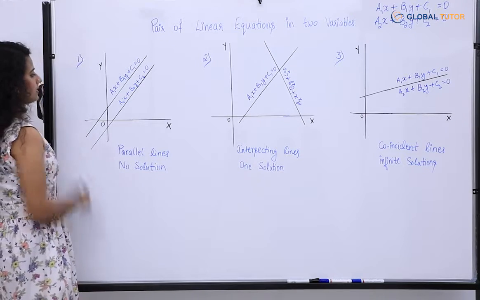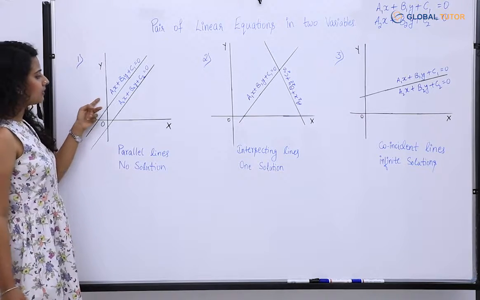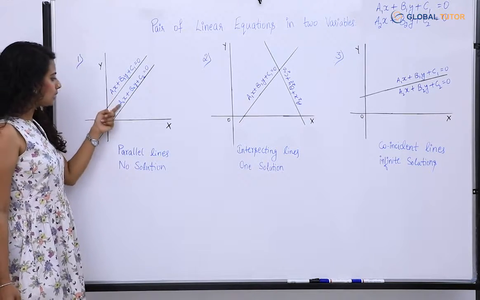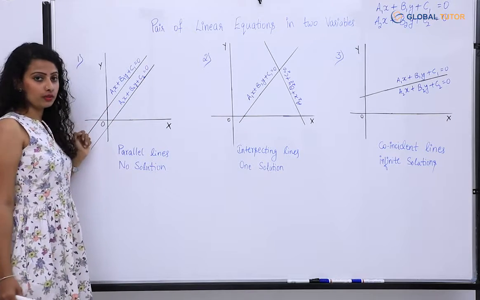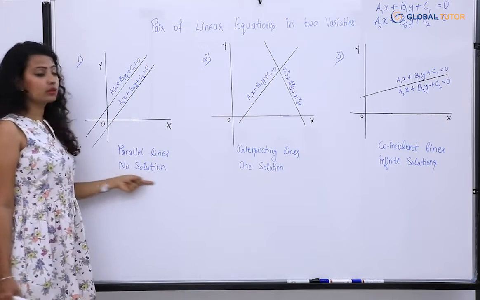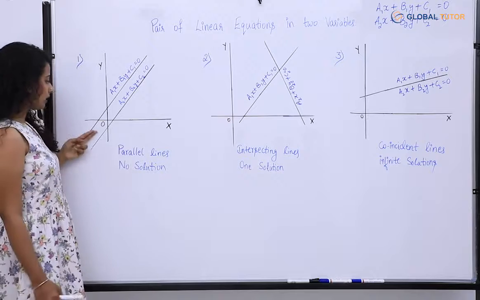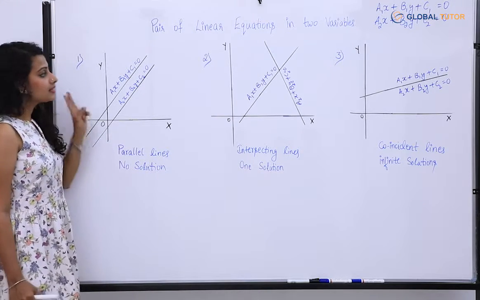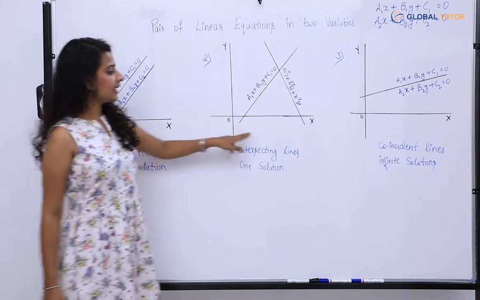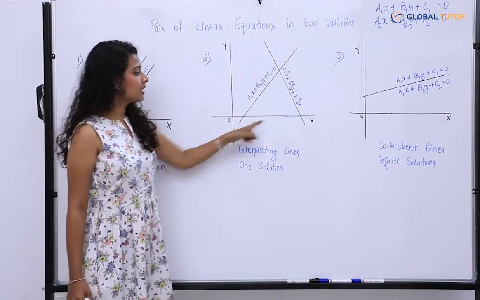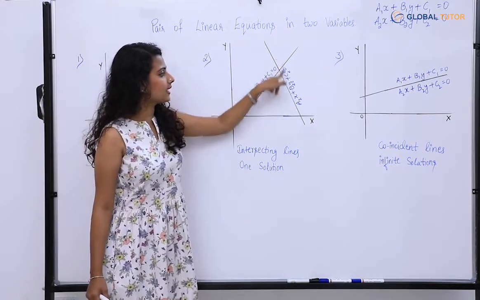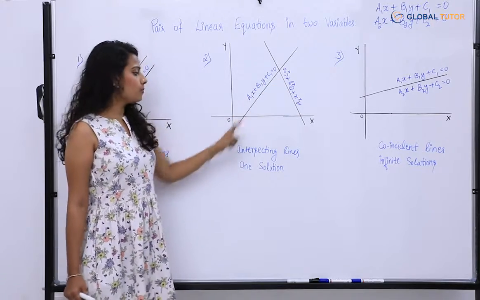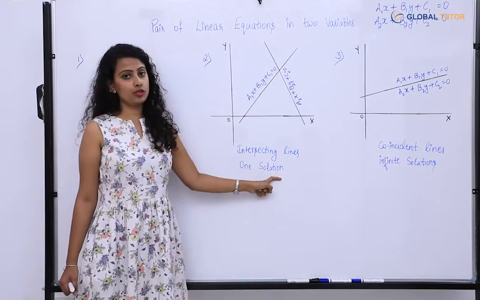So the first one is parallel lines. Here if you observe, the two lines are parallel to each other. So in this case, there would be no solution because the two lines are parallel and they are not intersecting. The second possibility is intersecting lines, which means the two lines are intersecting at one point. So there would be one solution.